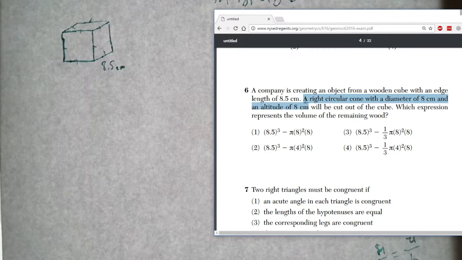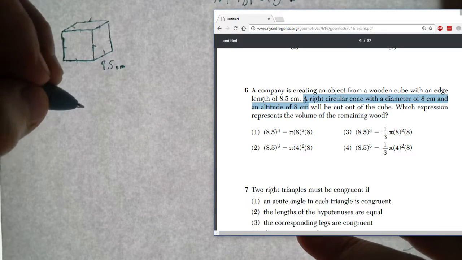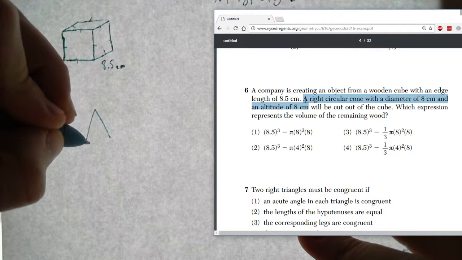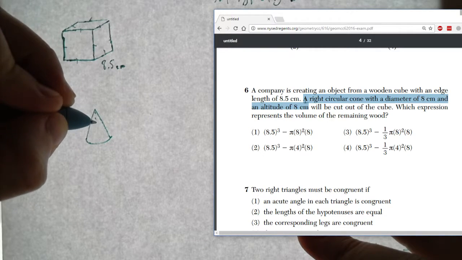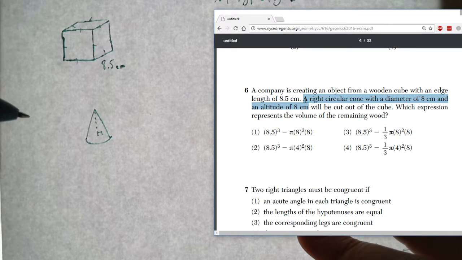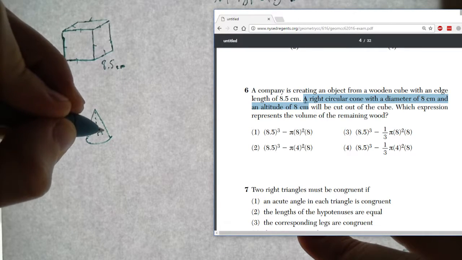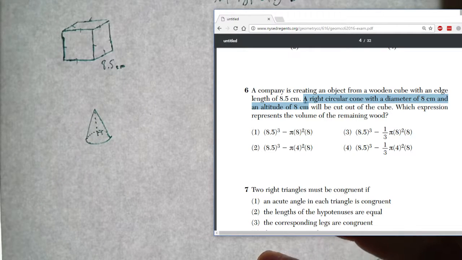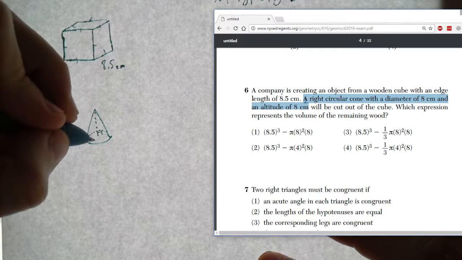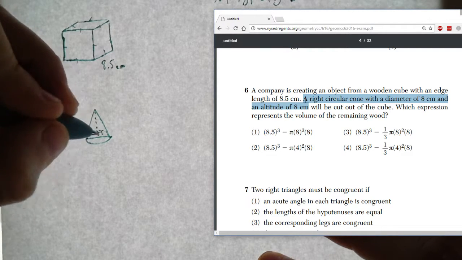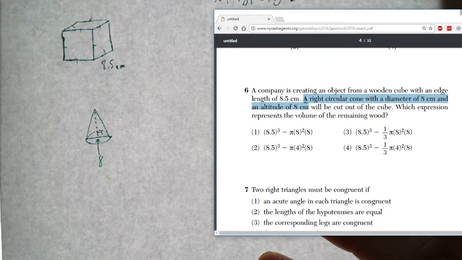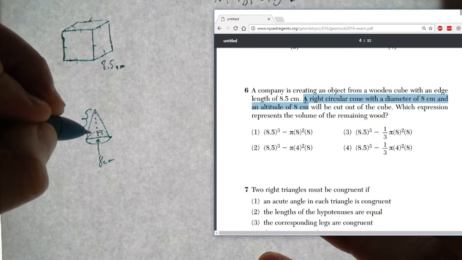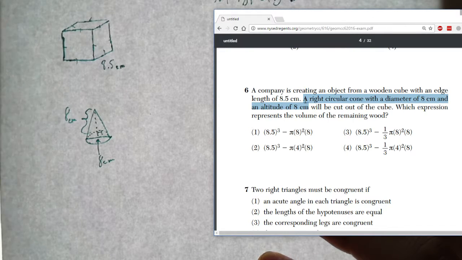All right, let's pause right there and draw that cone out. So here I've got a right circular cone. It's a right circular cone, so I'll have a right angle there. Maybe I'll draw out my little back part of the circle there. It has a diameter of 8 centimeters, so all the way across it, that is 8 centimeters. And the altitude, which means the height, is also 8 centimeters.